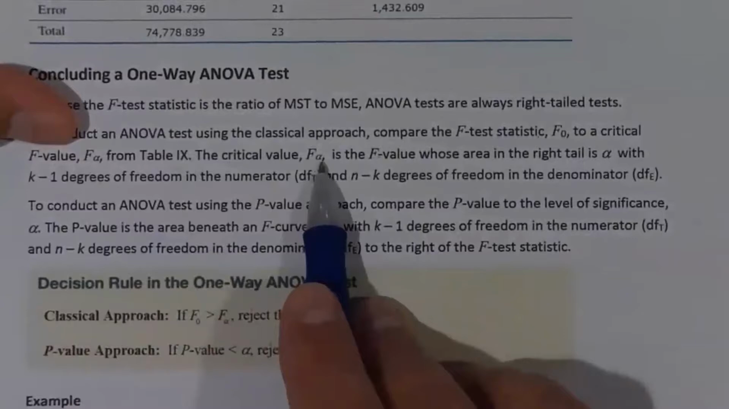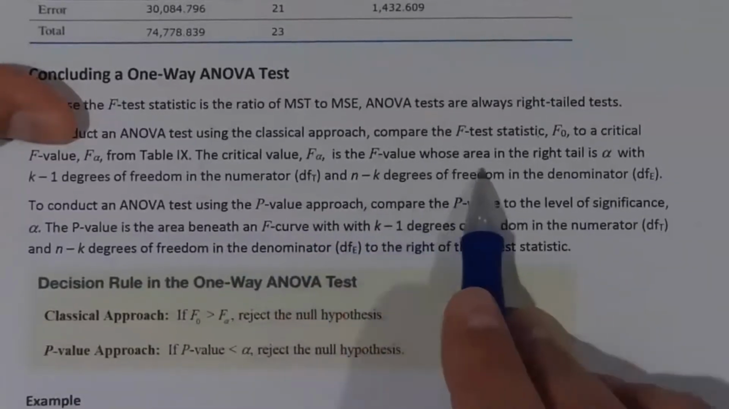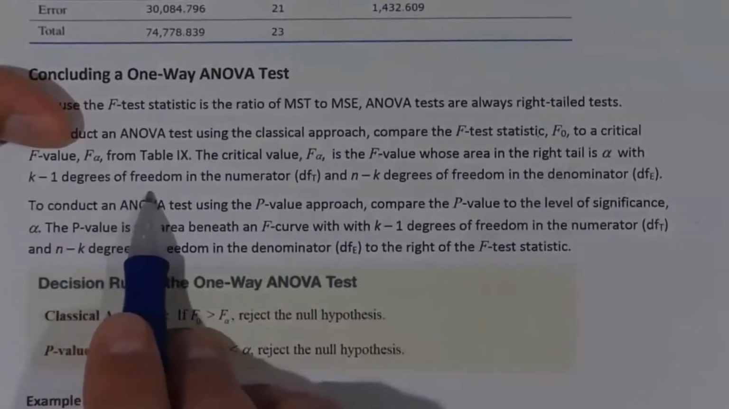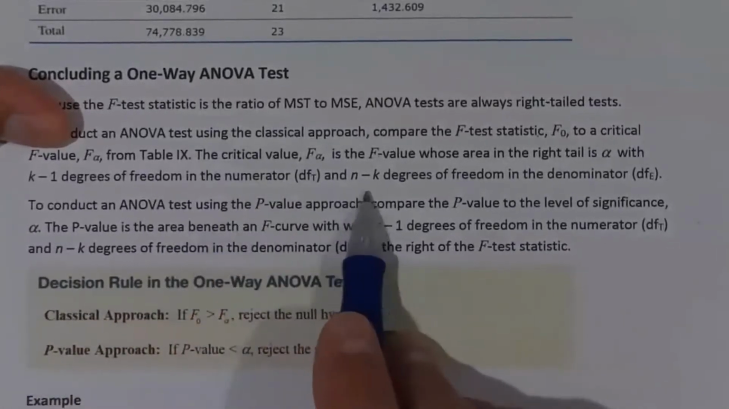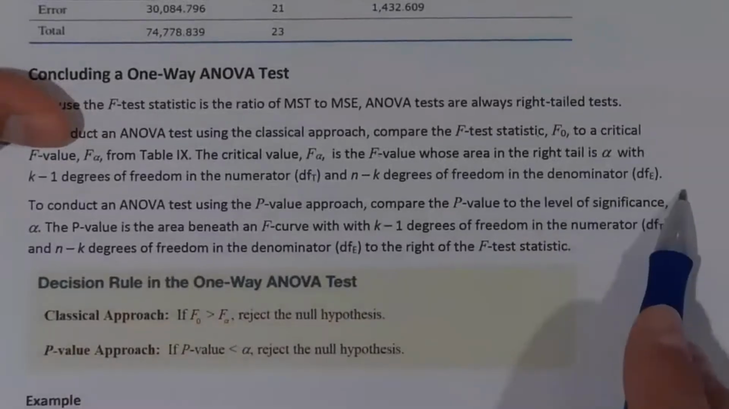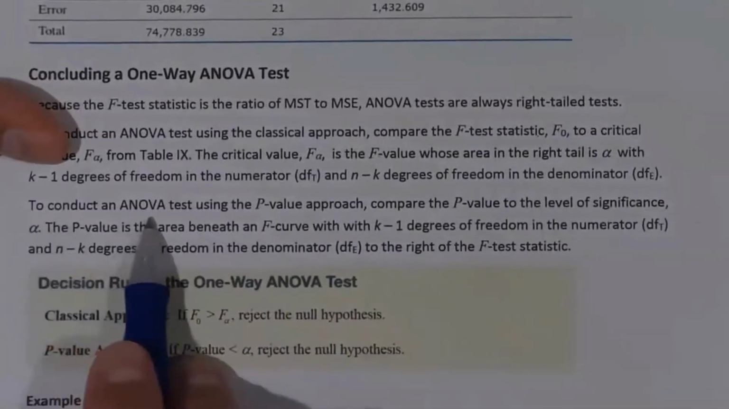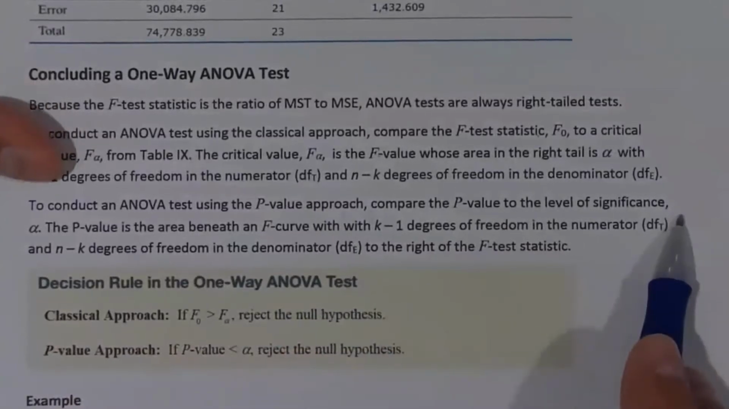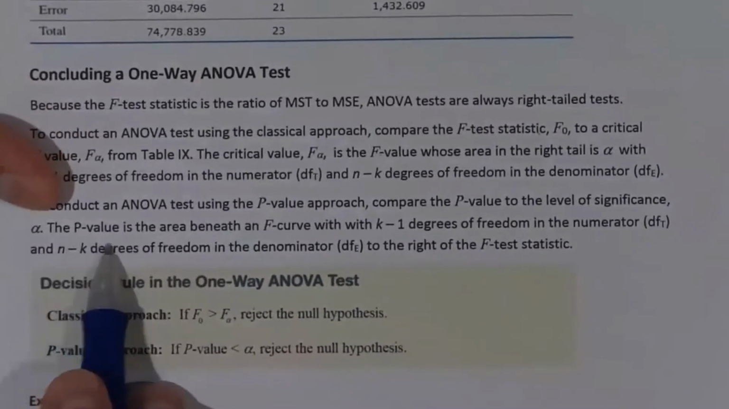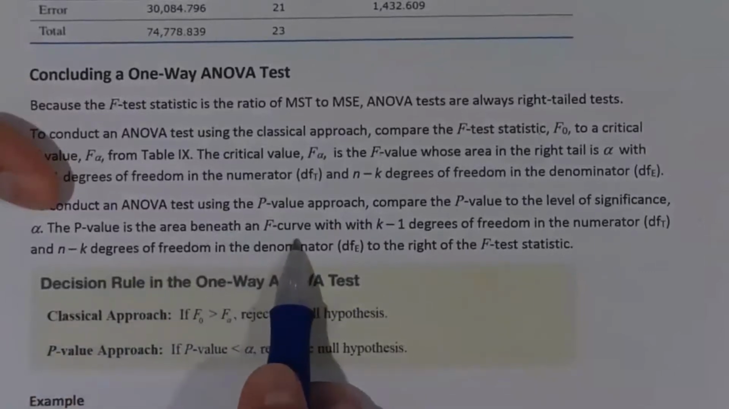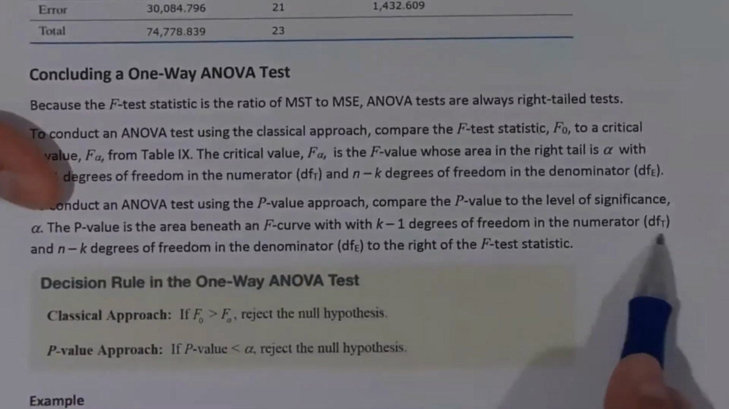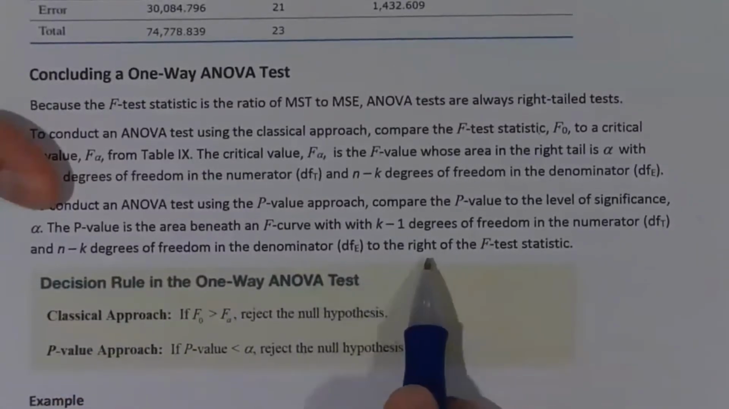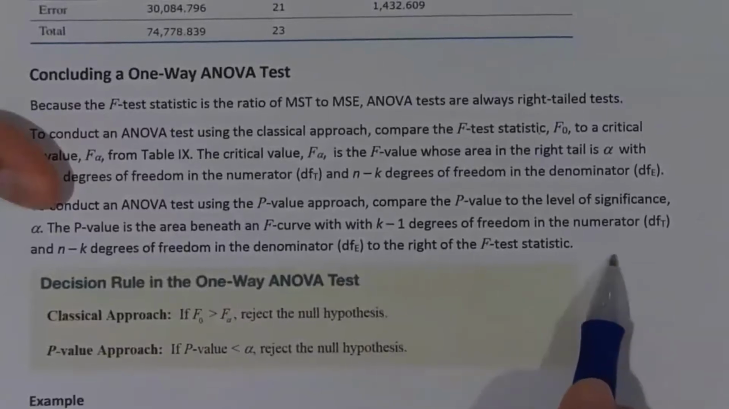The critical value, F sub alpha, is the F value whose area in the right tail is alpha with k minus 1 degrees of freedom in the numerator and n minus k degrees of freedom in the denominator. To conduct an ANOVA test using the p-value approach, compare the p-value to the level of significance alpha. The p-value is the area beneath the F curve with k minus 1 degrees of freedom in the numerator and n minus k degrees of freedom in the denominator to the right of the F-test statistic.